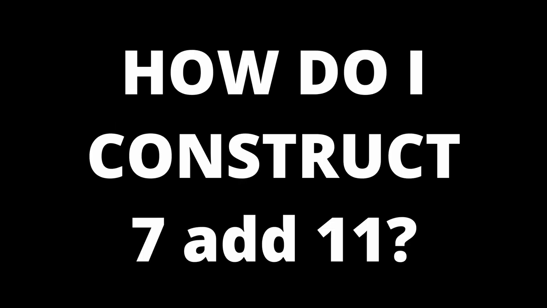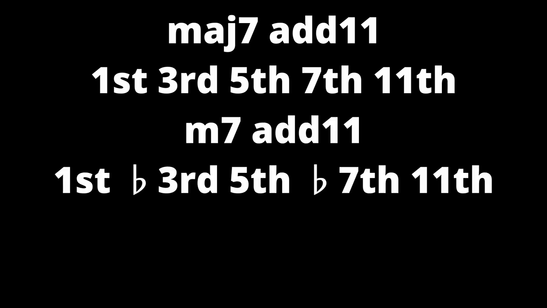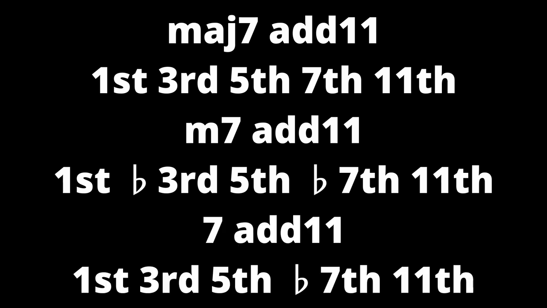Now you might be asking, how do I construct these 7 add 11 chords? You simply take an existing 7th chord and add an 11th note. So major 7th add 11 chords have the notes 1st, 3rd, 5th, 7th and 11th. Minor 7th add 11 chords have the notes 1st, flat or minor 3rd, 5th, flat or minor 7th and 11th. And dominant 7th add 11 chords have the notes 1st, 3rd, 5th, flat or minor 7th, and 11th. Another way to think of these chords is as full 11th chords with the 9th note removed.